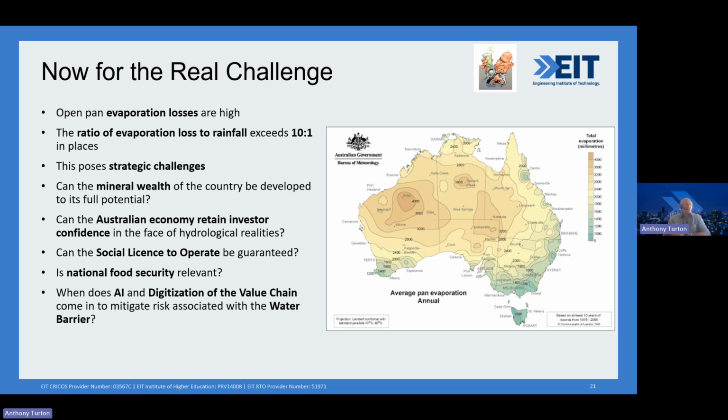How can the social license to operate be guaranteed when bigger and bigger mining operations are coming on stream that demand more and more water in drier and drier areas where First Nation rights are being impacted, and therefore the social license to operate is a factor. How do we manage national food security? Is it relevant in a world of trade? We're currently sitting in a world where there's a global trade war going on, and therefore importation of food, is that going to be affected?